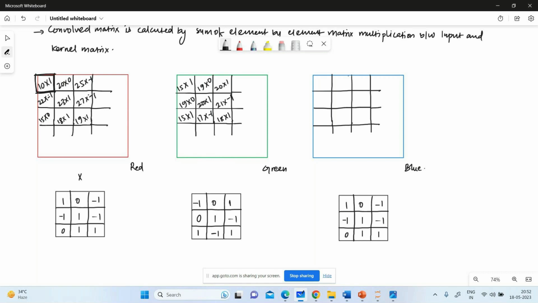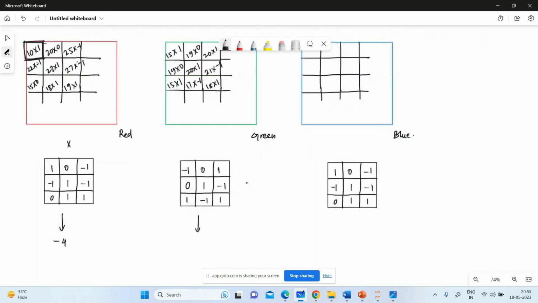Okay, can you give me the output? First value resultant: sum these values and send the answer in the chat. Minus 4. Okay, let me try. 10, minus 25, minus 22 plus 23 minus 27 plus 18 plus 19. It's coming out to be minus 4. Okay, next. This comes out to be 50, I guess. Second matrix is coming out to be 50. Third matrix, let's assume this is coming out to be 10. We will add them individually.